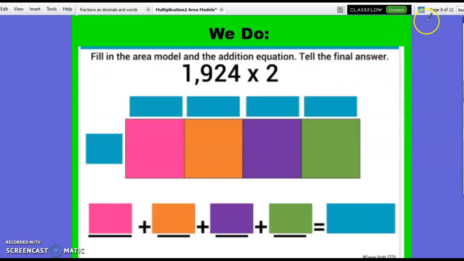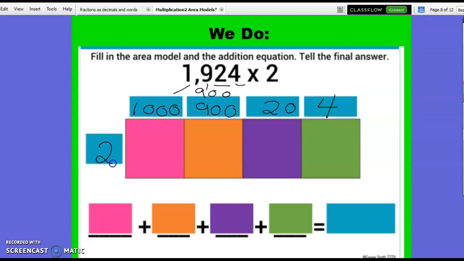So here is a first example of a we do. I want you to write down in your journals the first equation, which is 1,924 times 2. So then we're going to separate the values. You have 1,000. So write that in that first area. Then 900, which is 900 in the box. Then you have 20, and then 4. And we're going to multiply all of these values by 2.